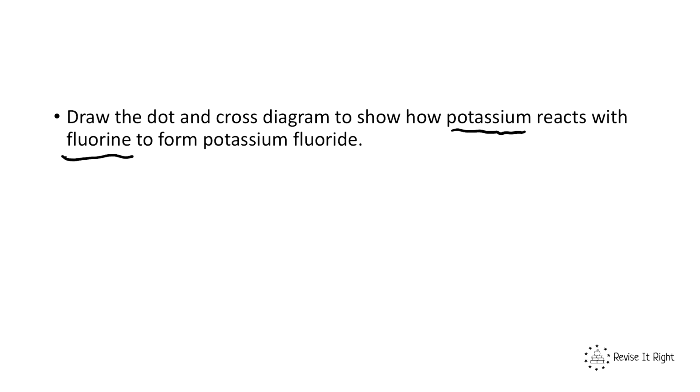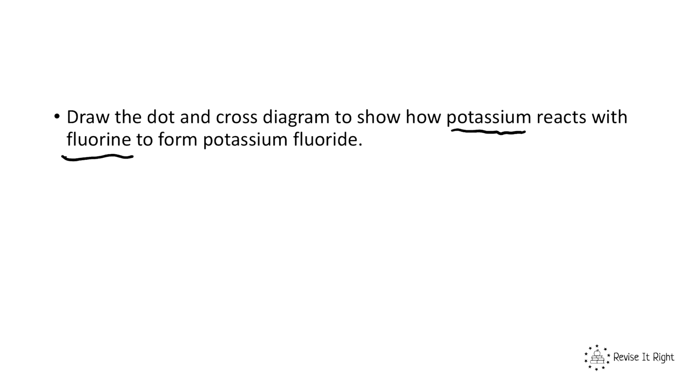form potassium fluoride. Okay, now one bit of advice, especially when you're starting off doing dot and cross diagrams, is to draw the electronic configurations for both of the atoms that you've got first. This is what I would suggest when you're starting off.